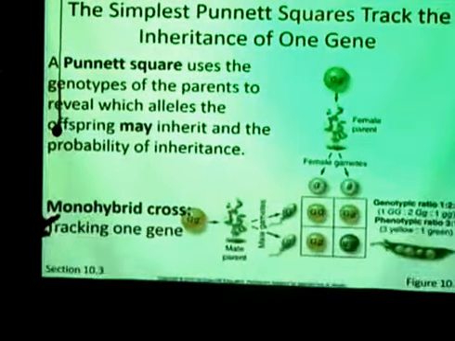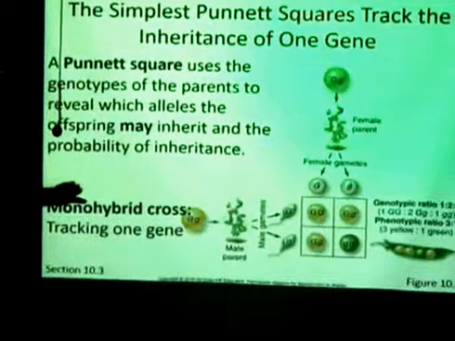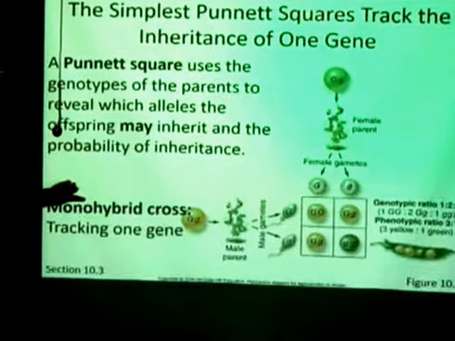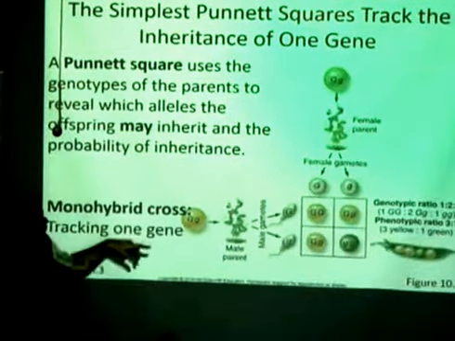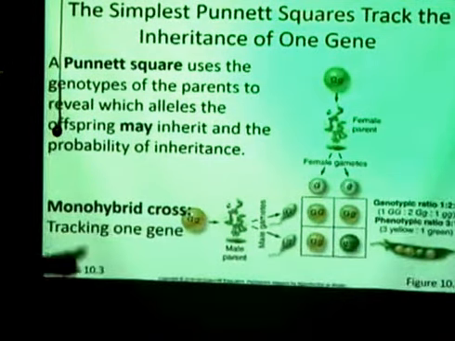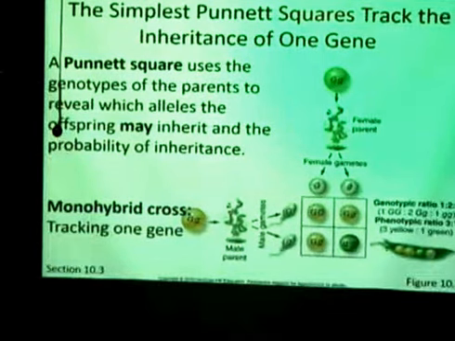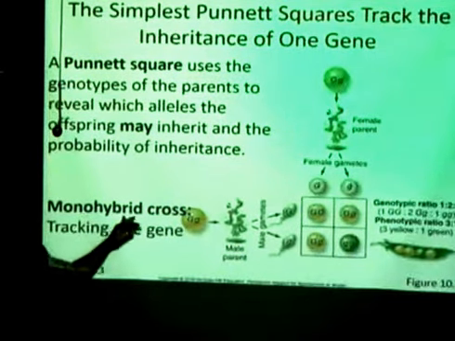When we talk about a single trait and you follow that in a cross, that is called a monohybrid cross, because monohybrid means only one trait, one characteristic, is being followed. For example, here, the color of the seed is the only thing being followed. So that's why it's called a monohybrid cross, where only one gene, one trait, is being tracked.